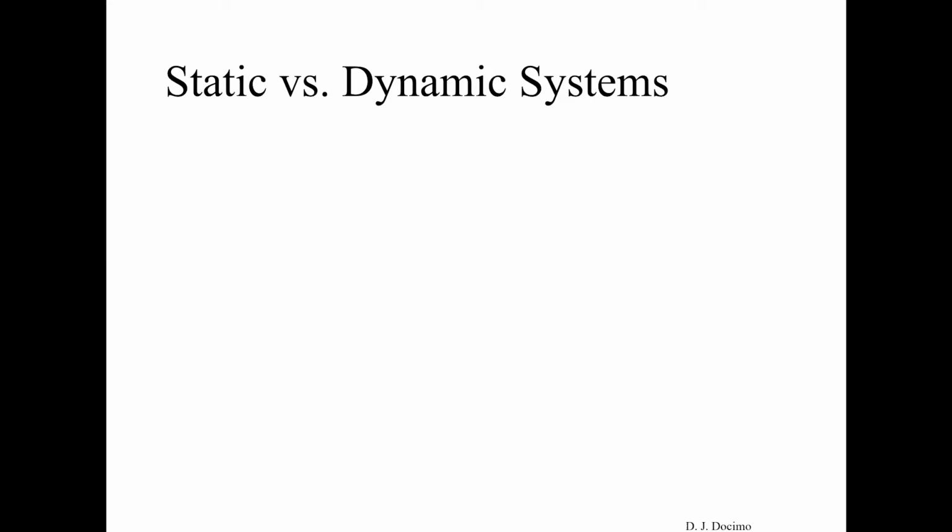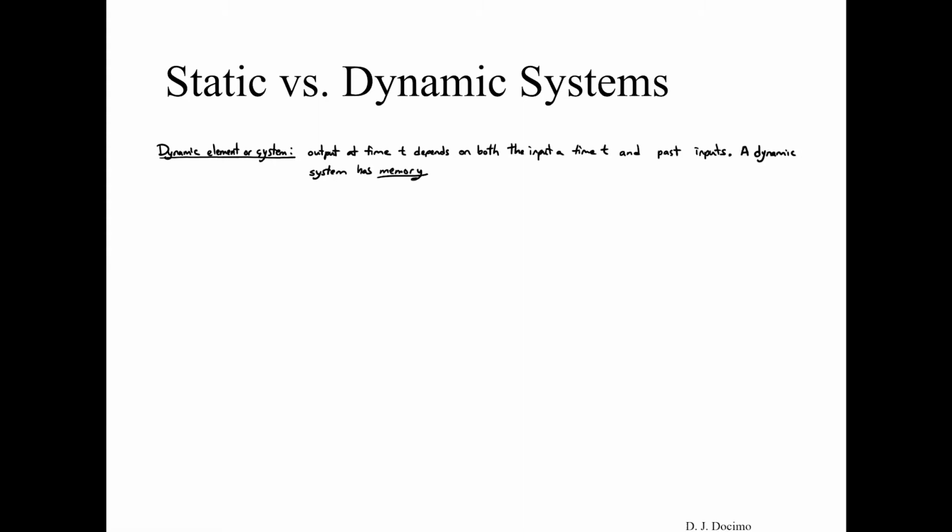On the other hand, for dynamic systems, a dynamic element or system has an output at time t that depends on both the input at time t and past inputs. A dynamic system has memory.